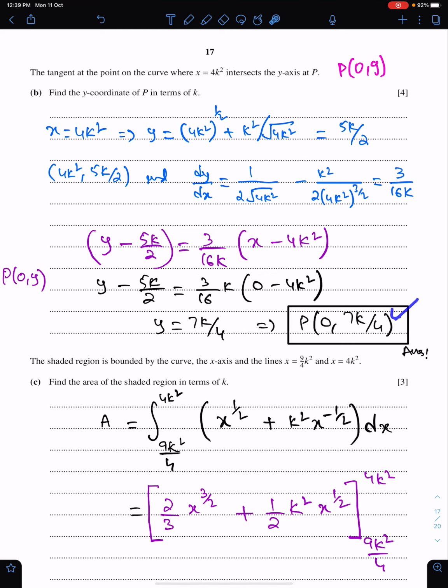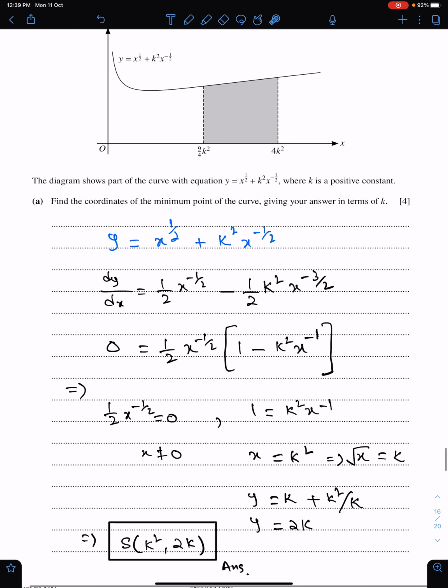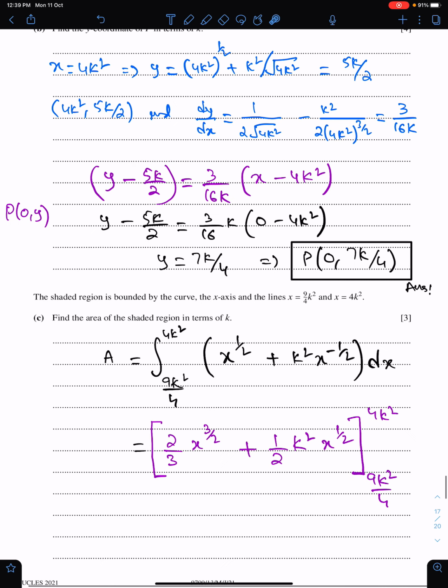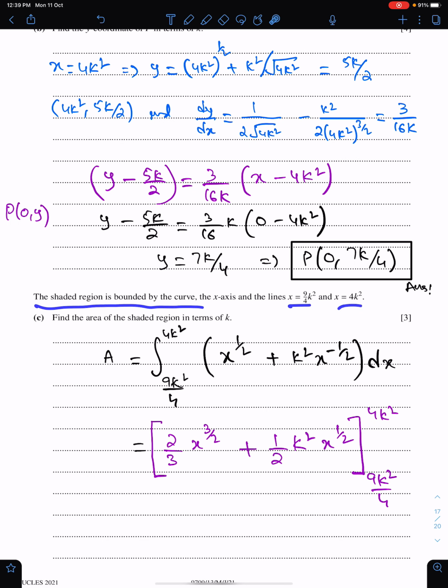Last part of this question, the shaded region, this region with limits, lower limit 9 upon 4k square and upper limit 4k square. So the shaded region is bounded by the curve and these two lines. Find the area. This is very simple. We know the formula for the area of the shaded region: lower limit, upper limit, equation of y and dx. Make sure you integrate this carefully. When you integrate this, you'll get this. When you integrate this, you'll get this.